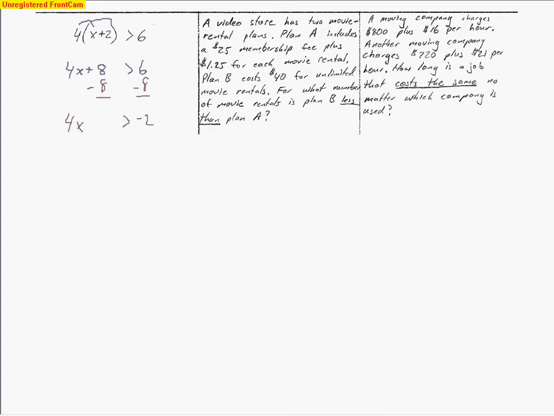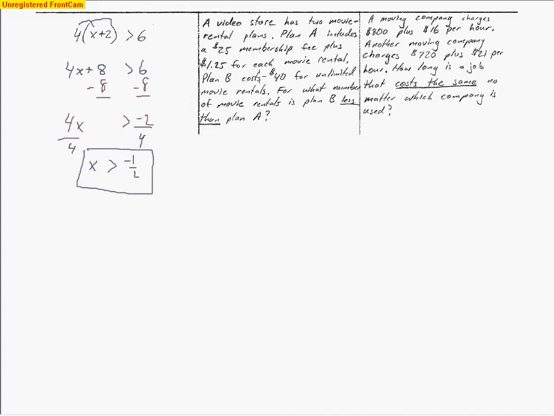Now notice that here I'm dividing by a positive, so the inequality sign is not going to change directions, because when I divide by a positive, the sign stays the same. So x is still greater than, and then it's a fraction, so I'm going to write -1/2. That is my solution. Next one, a video store has 2 movie rental plans.